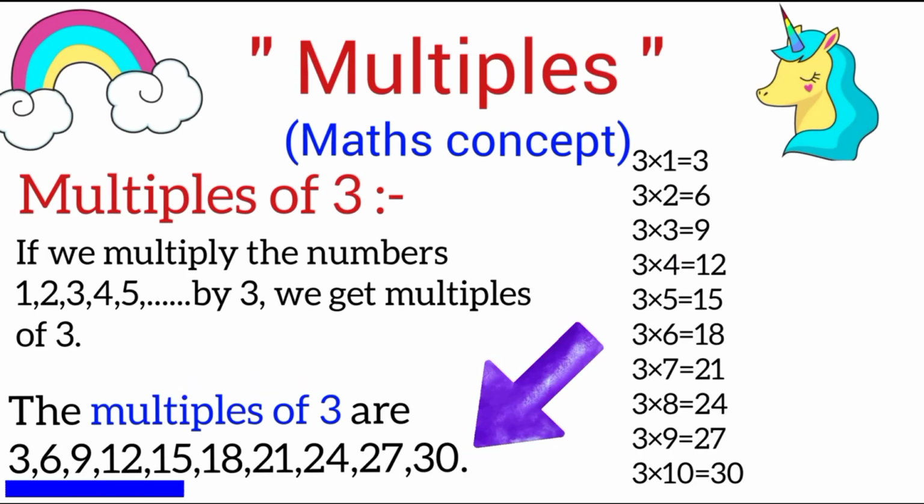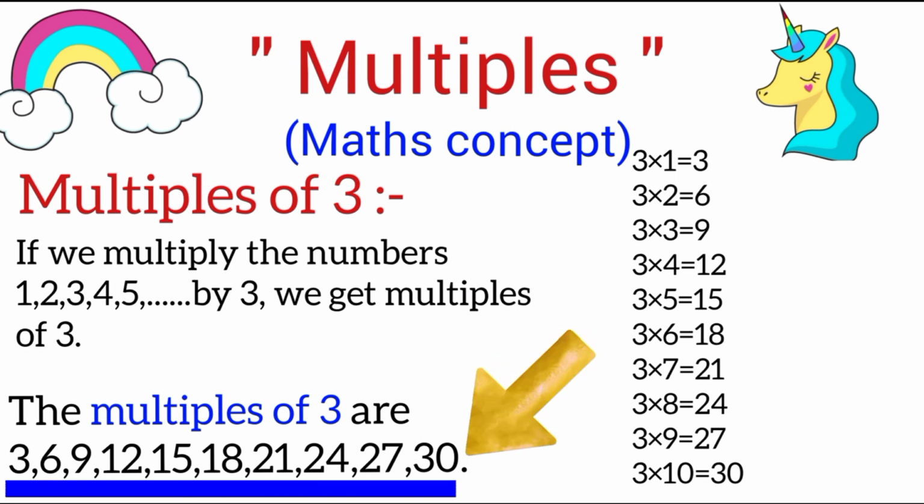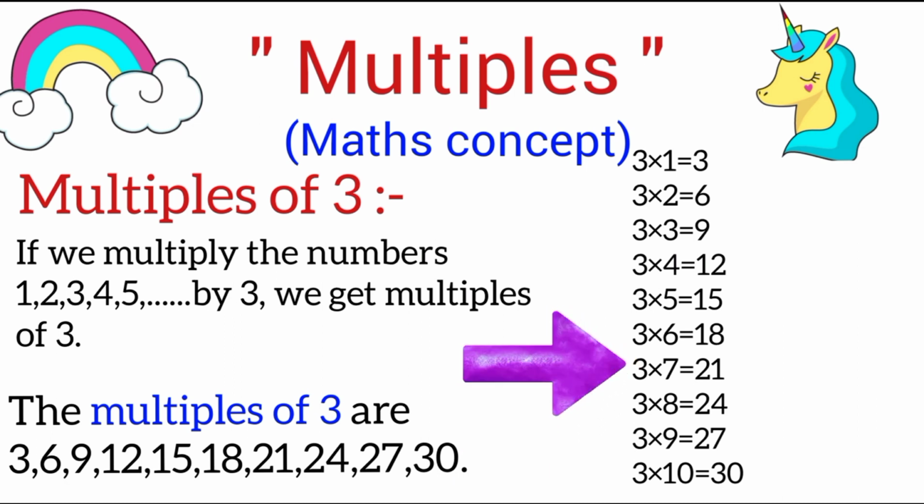So, the multiples of the number 3 are 3, 6, 9, 12, 15, 18, 21, 24, 27, and 30. These are the first 10 multiples of the number 3. This is the multiplication table of the number 3.